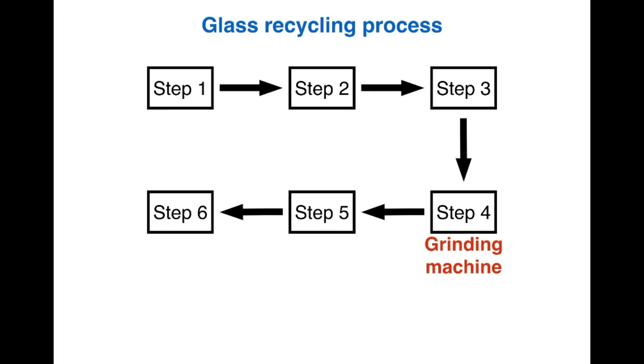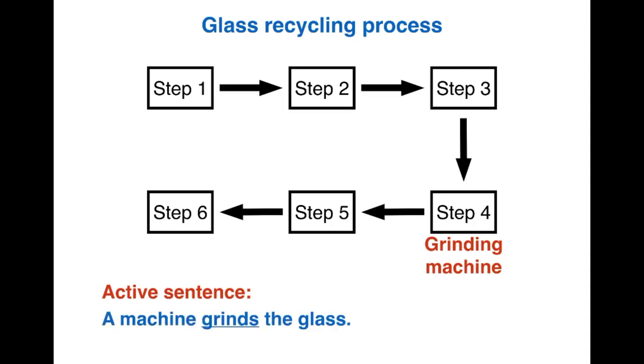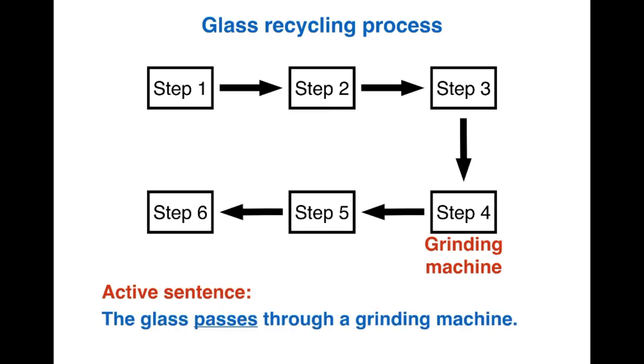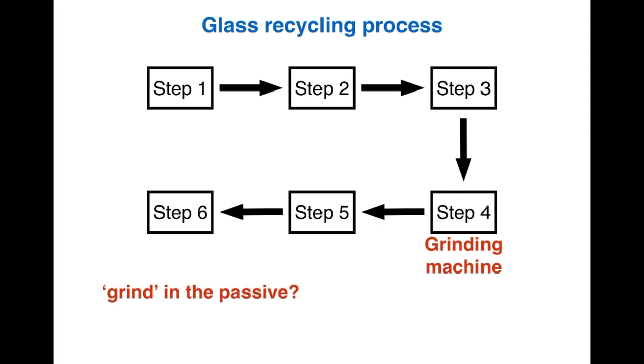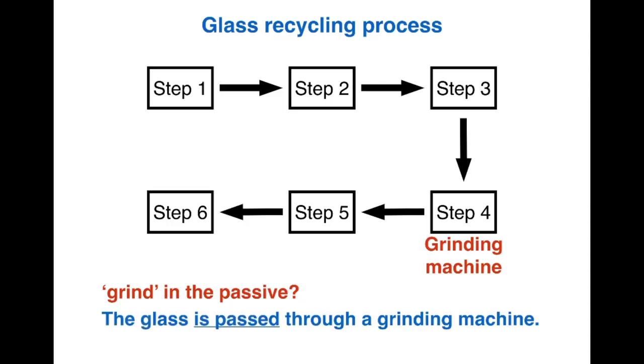Now, I've included this example because you might not know the past participle of the verb grind. Let's look at the active sentence possibilities first. You could write, a machine grinds the glass, or the glass passes through a grinding machine. If you don't want to use the verb grind, you're not sure about it, change it. The glass passes through. However, if you want to do this in the passive, do you know the passive for grind? Well, if you don't, you could use pass again in the passive. The glass is passed through a grinding machine.